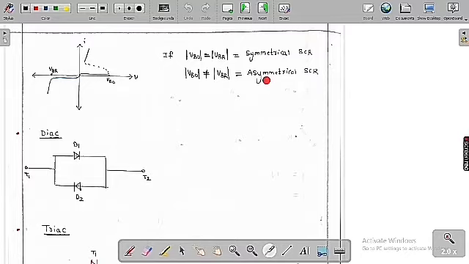But if the reverse blocking voltage is equal to the forward blocking voltage in magnitude, then we are going to call it the symmetrical SCR. Otherwise, if they are not equal, it is an asymmetrical SCR. That is the only fundamental difference. So this is only one thyristor, but the only difference is, if both are equal, it is called a symmetrical SCR. If both are not equal, we call it an asymmetrical SCR.